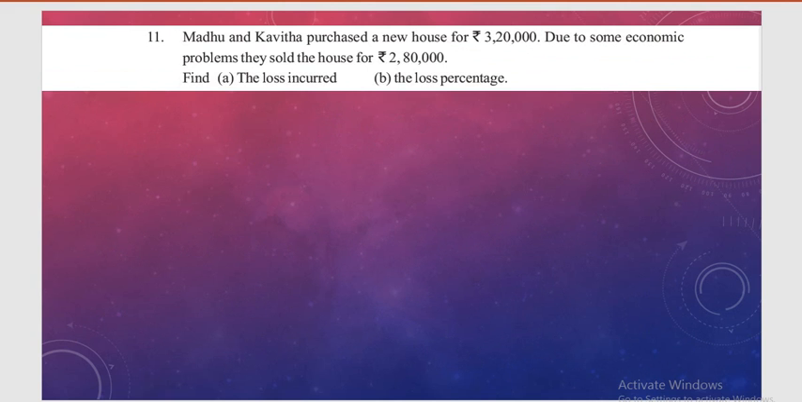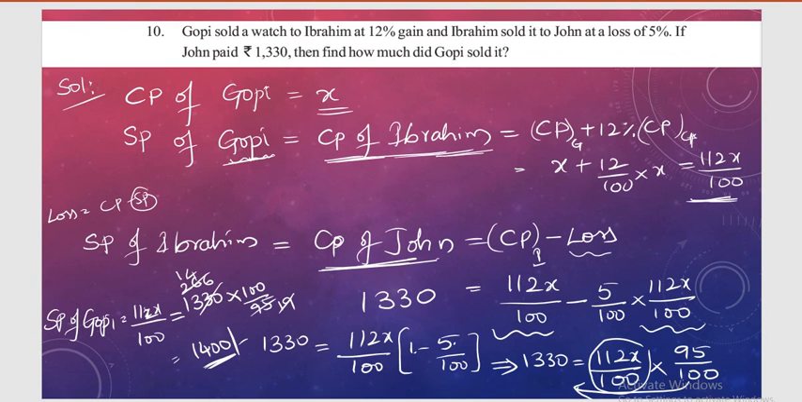So before going to that, if in the same question we ask what is the cost price of Gopi, then what will we be doing? We will find out this value of x. To find out the value of x, what we can do? It is nothing but given by 1400 into 100 by 112, right?